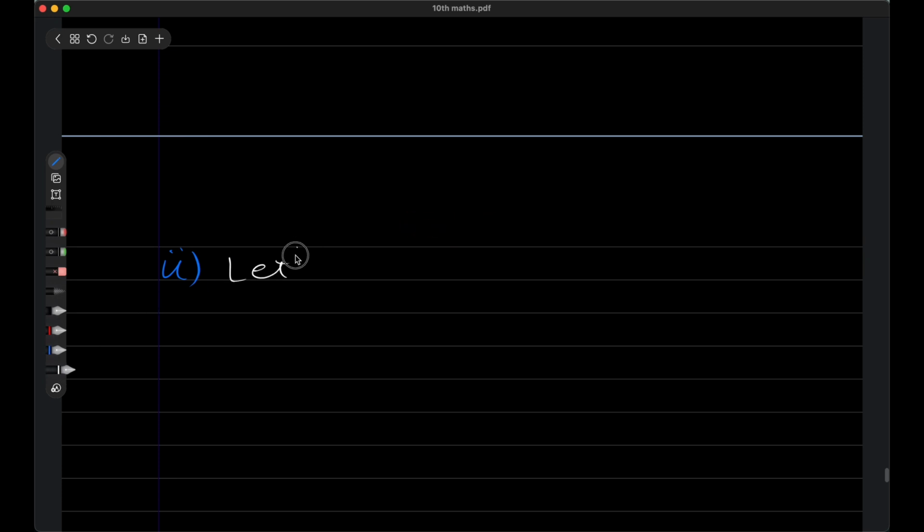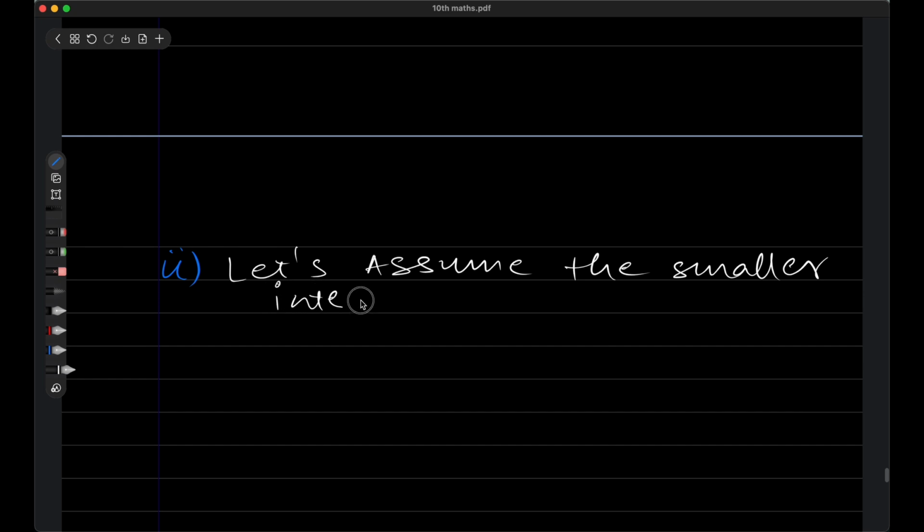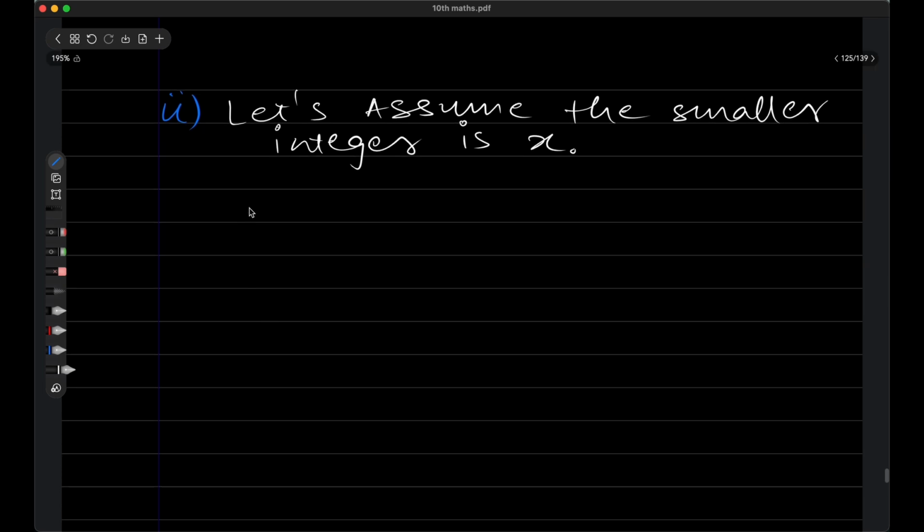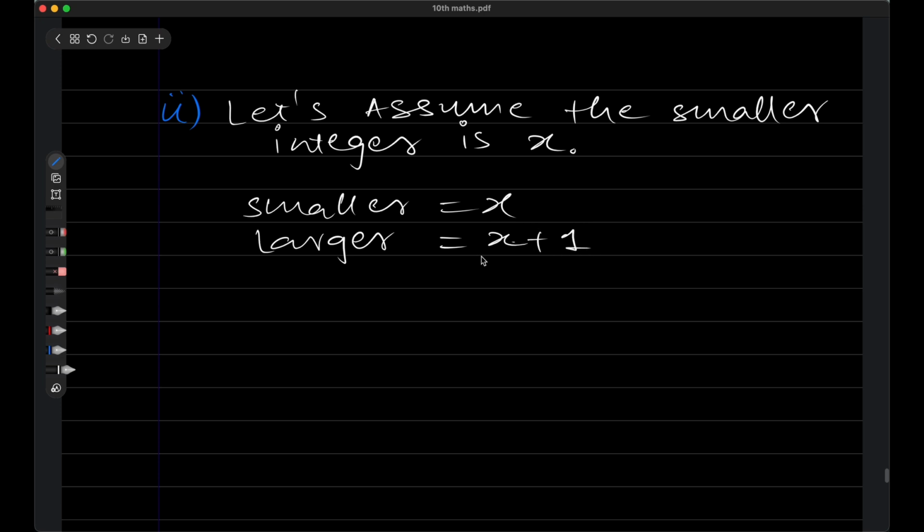So let's assume the smaller integer is x. Then the larger integer will be x plus 1, because these two are consecutive integers.